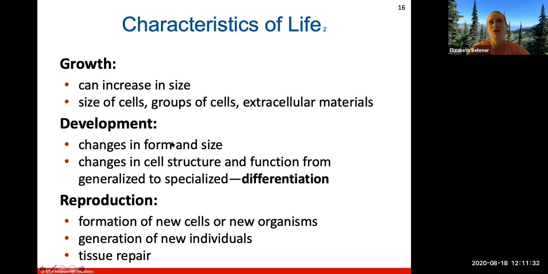Development: from conception, you are developing and changing form and size. Changes in cell structure and function from generalized to specialized. That happens during embryonic development. Everything comes from one cell line, and then each cell will differentiate or specialize to perform a specific function. Every organism that has life is able to reproduce, and that's just a formation of new cells or new organisms. So reproduction includes reproducing more cells, whether that's skin cells or reproducing an entire organism.